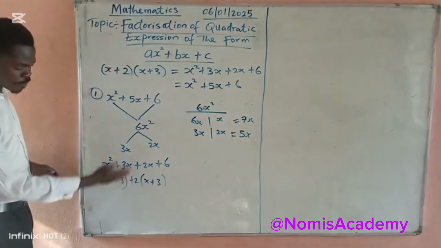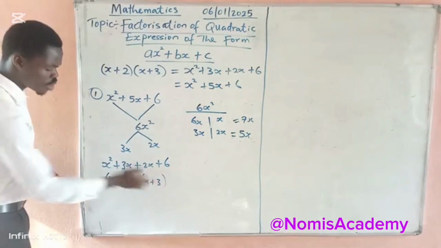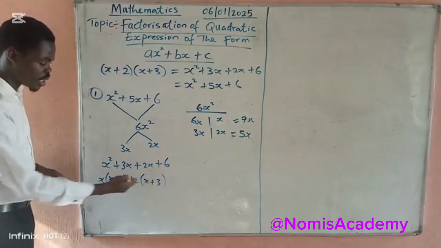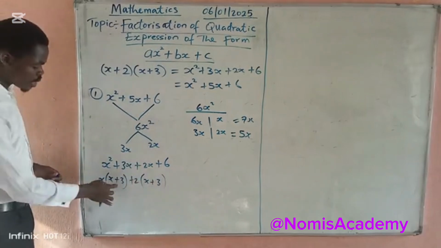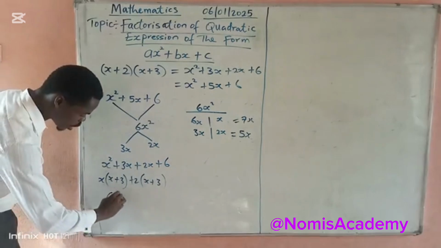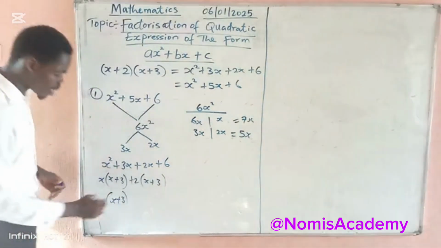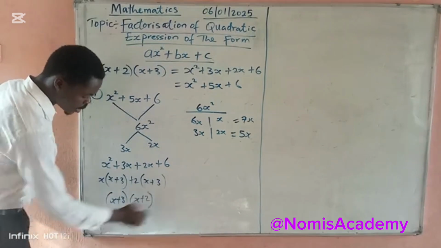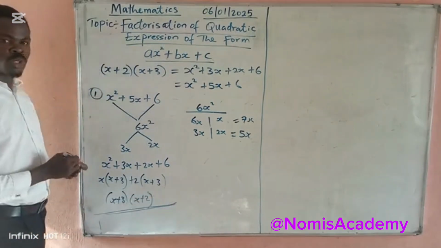Alright. Now, pick out what is common from here and there. What can you see that is common? X plus 3 is common. So we pick x plus 3. And then what do we have outside? We have x plus 2. So you can see this is the end of our solution.